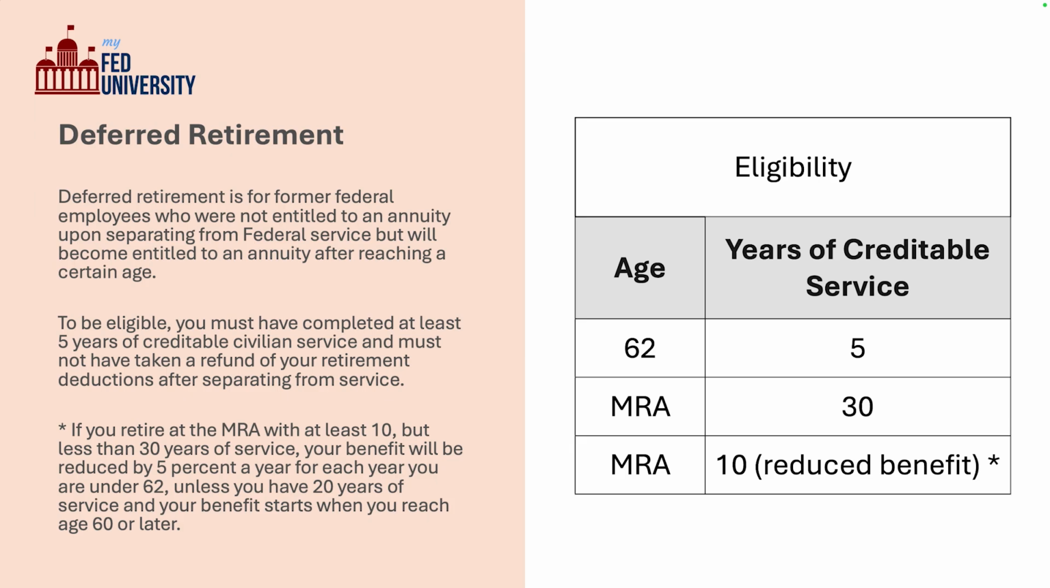So the eligibility requirements for that: if you're age 62 with at least 5 years of creditable service, you can become eligible for a deferred retirement. When you reach your MRA, if you had 30 years of creditable service. And lastly, again, your MRA with at least 10 years of creditable service. Please note that, again, that MRA with 10 does come with a reduced benefit. So if you retire at the MRA with at least 10 years, but less than 30 years of service, your benefit will be reduced again by that 5% a year for each year you were under 62, unless you have 20 years of service and your benefit starts when you reach age 60 or later. So that one can be a little confusing.